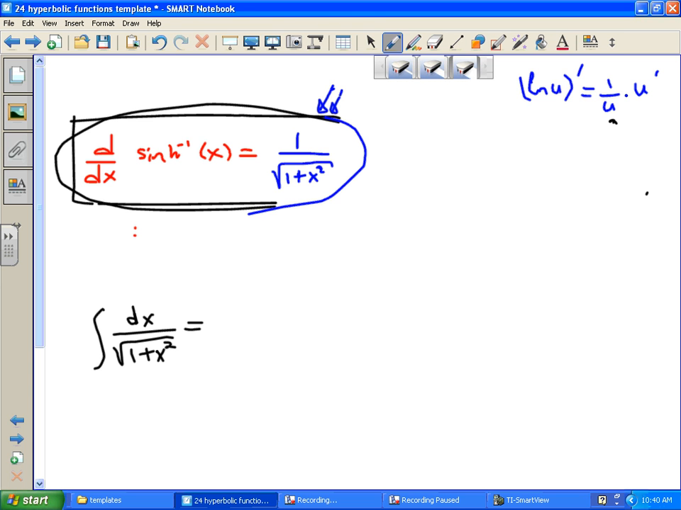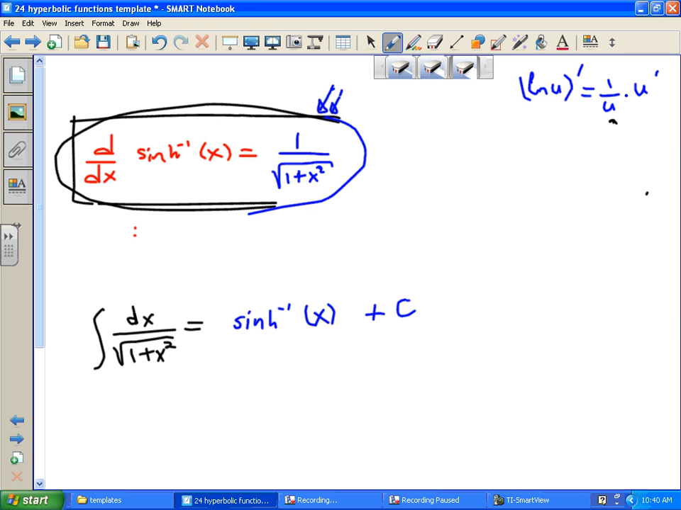Okay, so if the derivative, you have the equation in front of you. Now I'm asking you, what is the integral of 1 over the square root of 1 plus x squared? And your answer is hyperbolic sine inverse of x plus c.